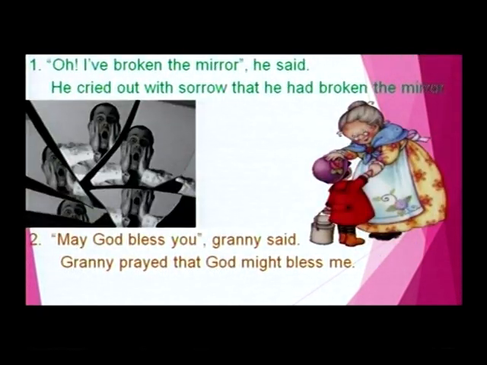"Oh, I have broken the mirror," he said. In indirect speech, he cried out with sorrow that he had broken the mirror. To bring out the intensity of feeling, "he cried out with sorrow" is used. Have became had here, right?